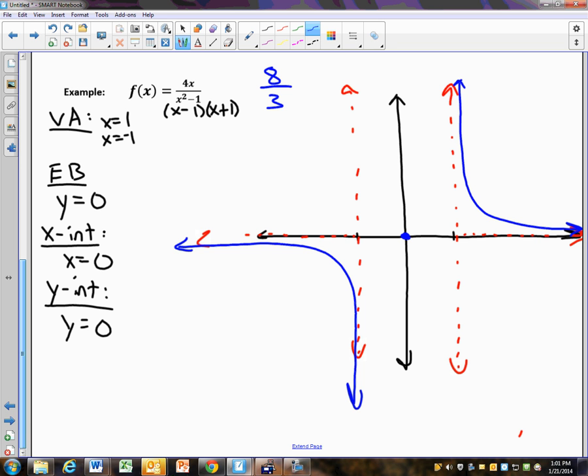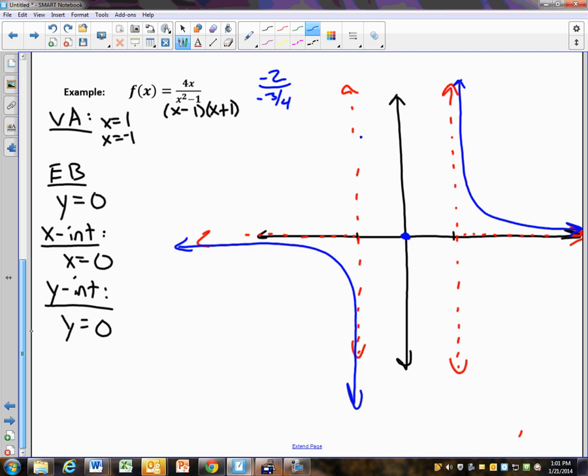What point could you try between 0 and negative 1? Negative 1/2. Let's try negative 1/2, and we'll get an idea. What's 4 times a negative 1/2? Negative 2. What's negative 1/2 squared? A fourth, minus 1. So, negative 2 divided by negative 3/4. Is that a positive result or a negative result? Positive. So you're going to get something up in the top.